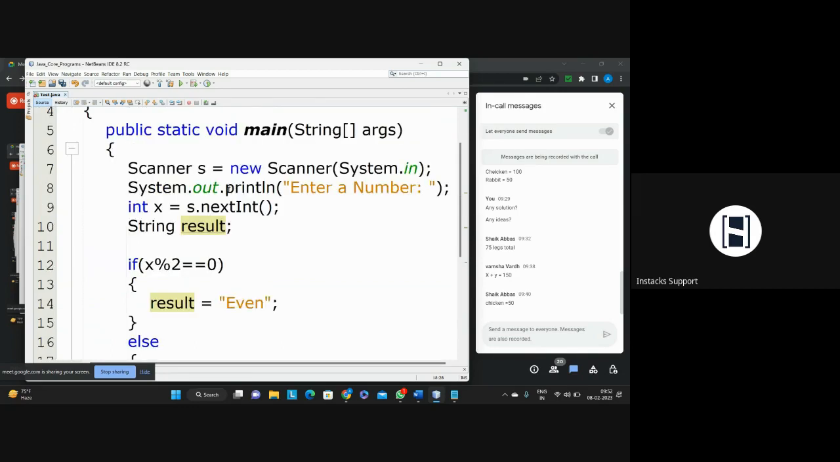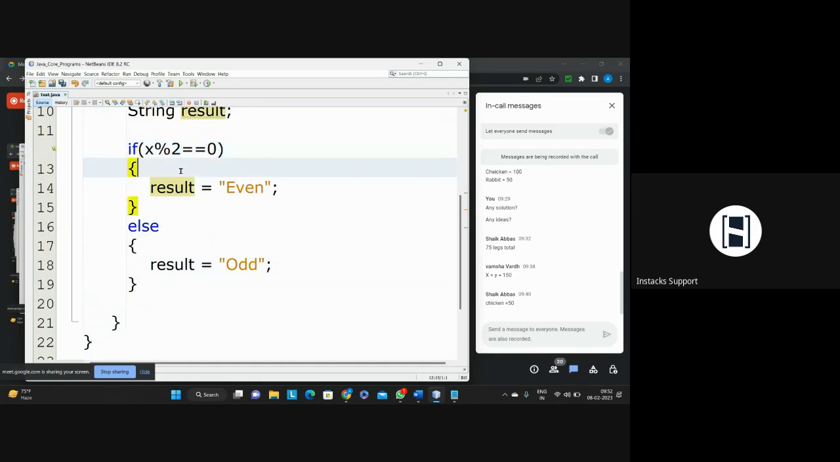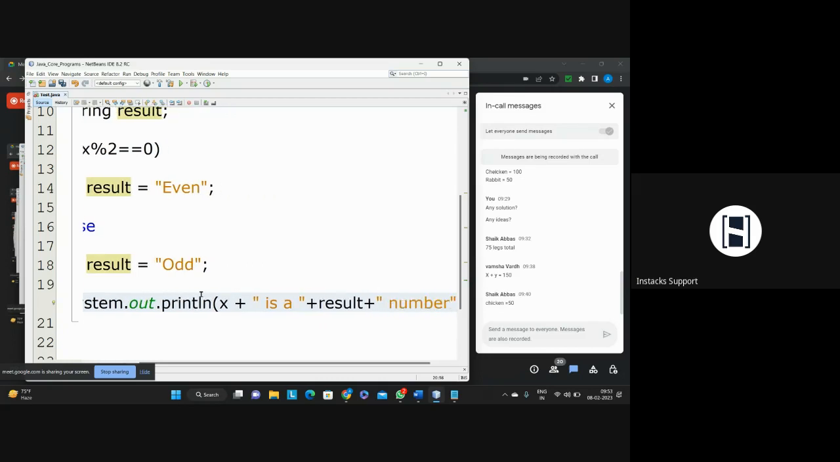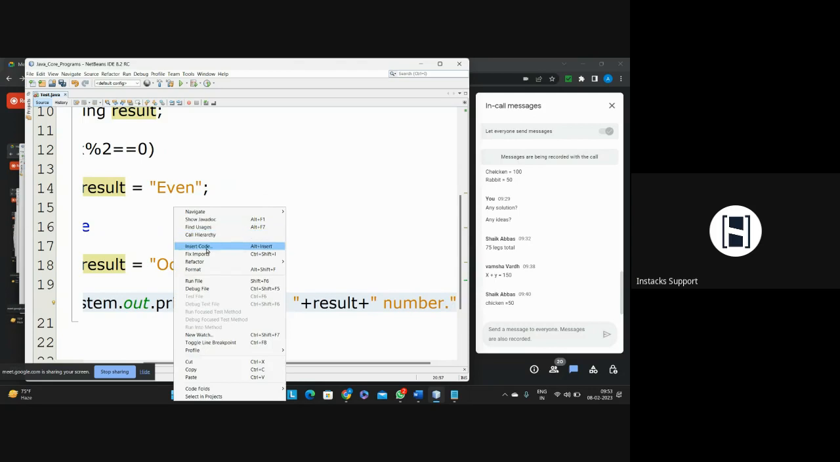So read the number, check whether when I divide it by 2, the remainder is 0. If this condition is satisfied, it is an even number. If this condition is not satisfied, it is an odd number. So now we have to print our result. So I'm saying system.out.println, x is an even or odd, whatever it is going to be. So number. That's it.